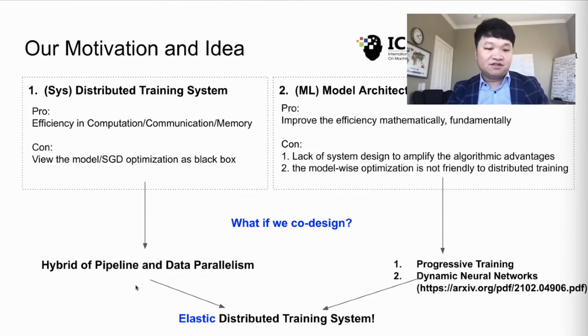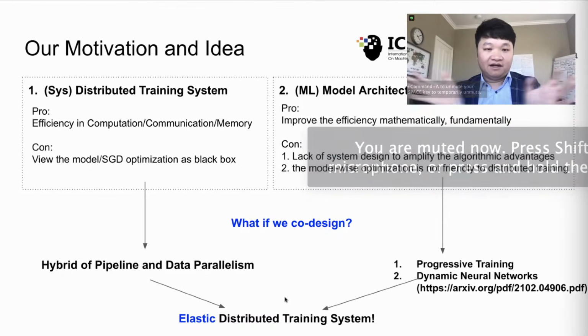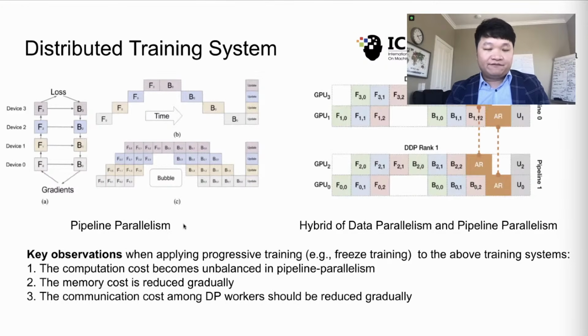From the left side, the system-wise, we consider the hybrid of pipelining and data parallelism, which is a popular method to train giant transformer models. On the other side, we think about progressive training, which is a dynamic training pattern. And then we can have an idea about how to do an elastic distributed training system. The elastic distributed training system is inspired by 3 key observations.